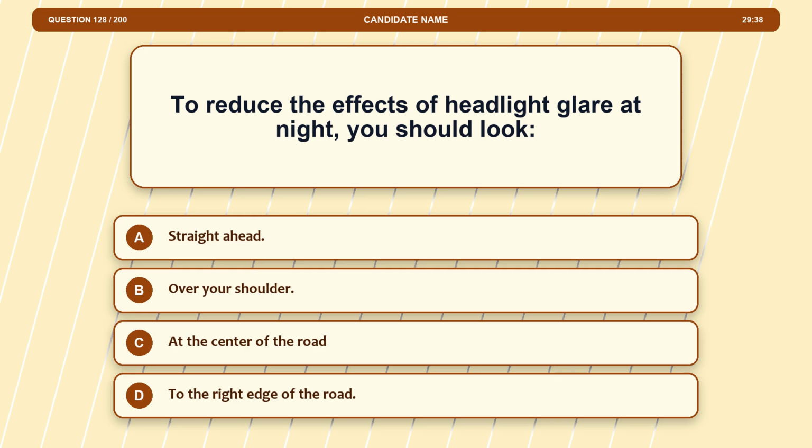Question 128. To reduce the effects of headlight glare at night, you should look: Option A, straight ahead. Option B, over your shoulder. Option C, at the center of the road. Option D, to the right edge of the road.